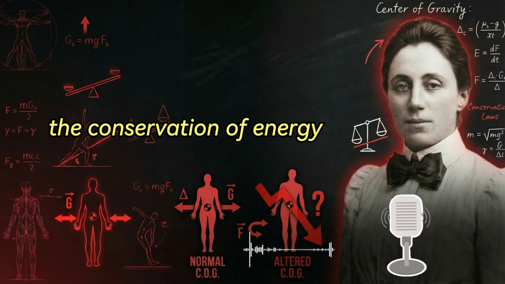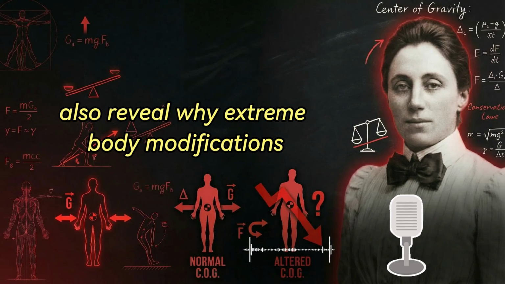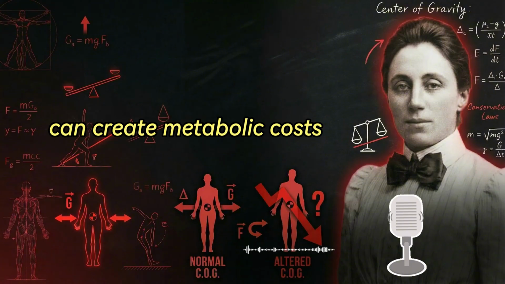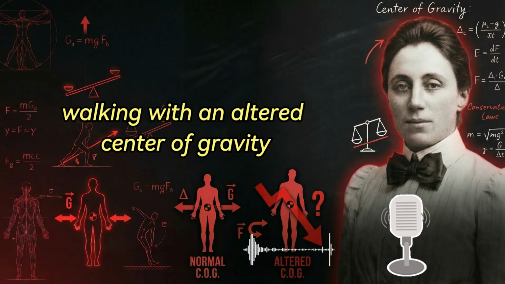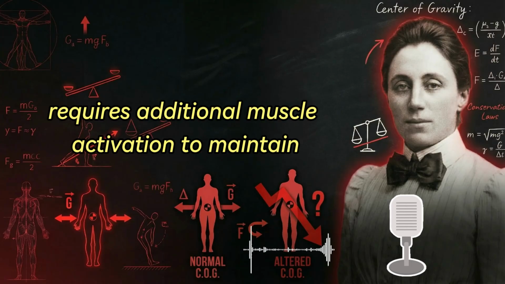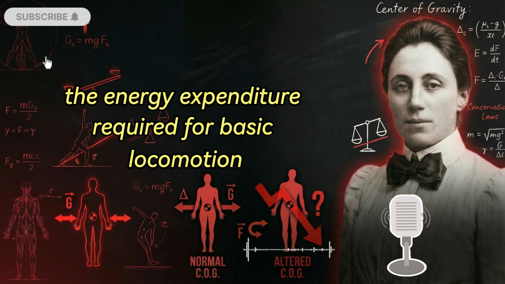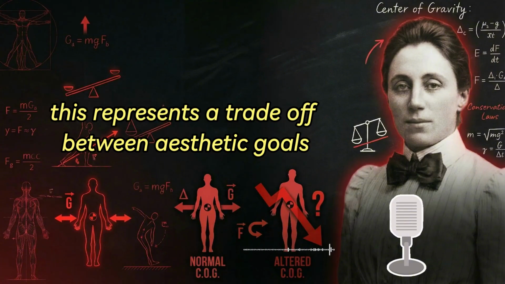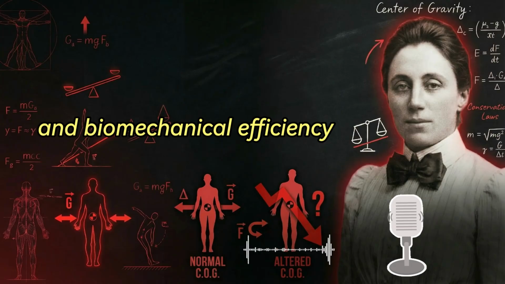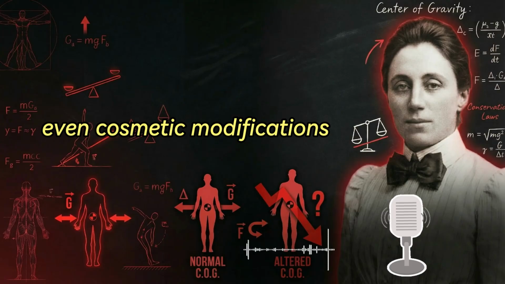The conservation of energy principles governing human movement efficiency also reveal why extreme body modifications can create metabolic costs that weren't present in the original anatomical configuration. Walking with an altered center of gravity requires additional muscle activation to maintain stability and control movement patterns, increasing the energy expenditure required for basic locomotion. This represents a trade-off between aesthetic goals and biomechanical efficiency that demonstrates how physics constrains even cosmetic modifications.